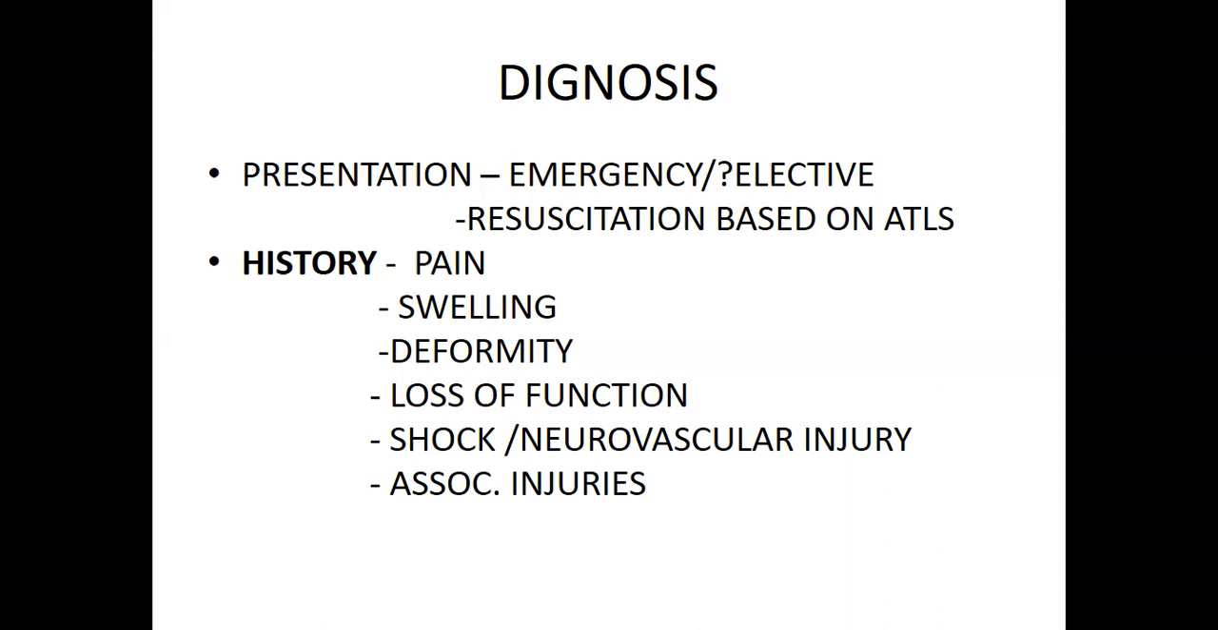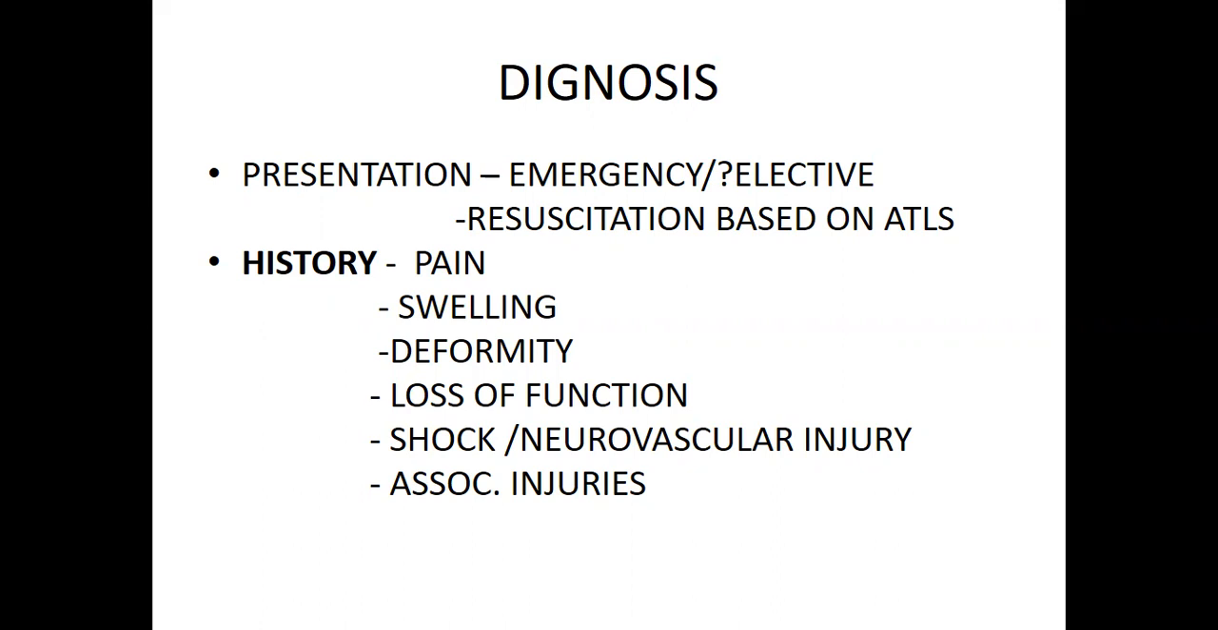So what do we do when they present in emergency? We have to resuscitate these patients because the goal of any emergency setting is one, to save life, then followed by save limb. Then we cannot talk about cosmesis. So life must be saved first. And as such, we have to quickly resuscitate this patient based on advanced trauma life support protocol using your ABC of resuscitation. And we all know the components of the resuscitation.